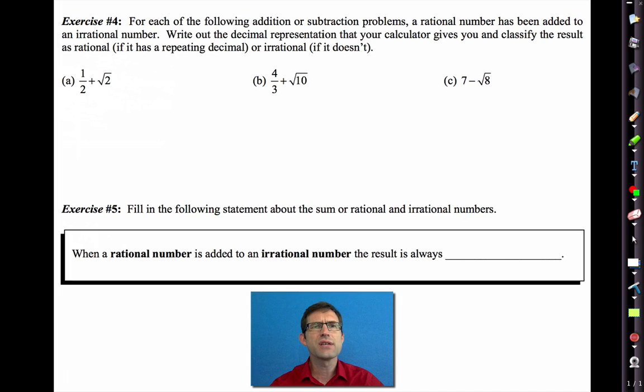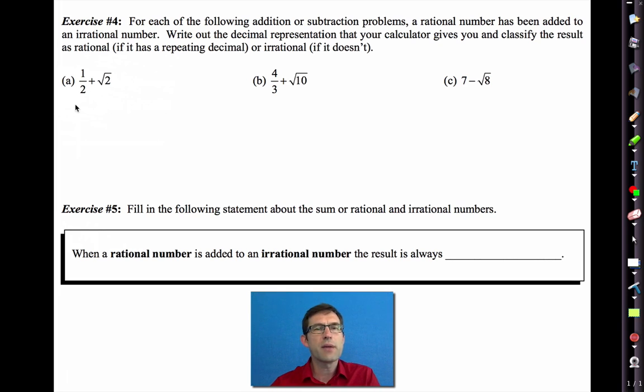Okay, exercise 4 says, for each of the following addition and subtraction problems, a rational number has been added to an irrational number. Write out the decimal representation that your calculator gives you and classify the result as rational if it has a repeating decimal or irrational if it doesn't. All right. Now this is pure calculator work and some work with looking at the decimals. So why don't you go ahead and do that? All right. Actually, let's do the first one together.